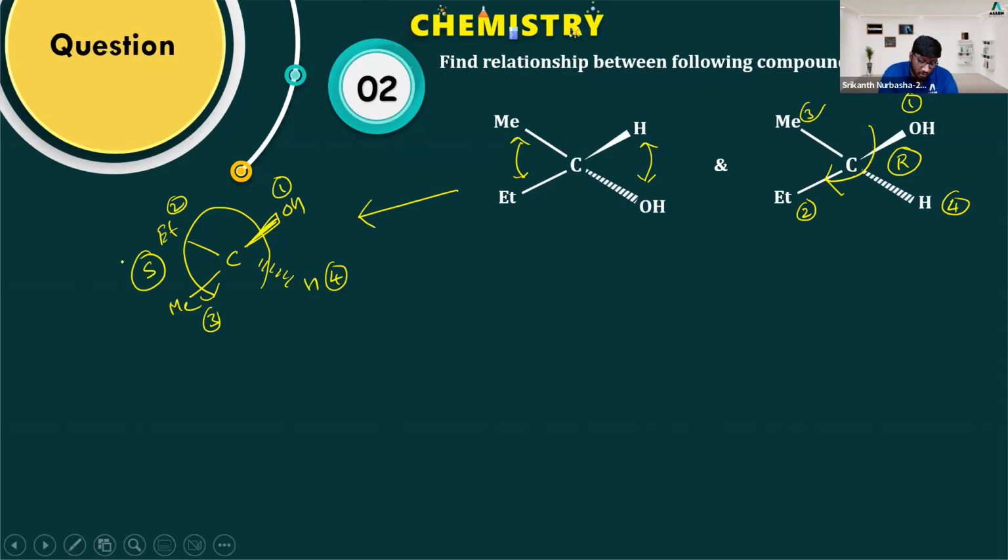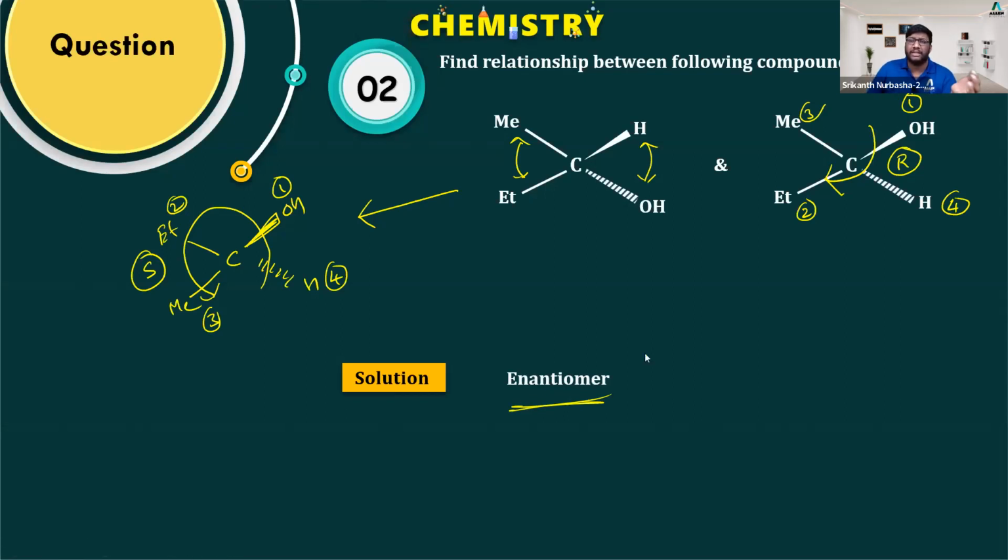So R and S. So what are they? Enantiomers. One compound has R configuration, other has S. So obviously the configuration has been exactly reversed. So one chiral carbon configuration exactly reversed means enantiomer. If we have more than one chiral carbon, configuration at all the chiral carbons has to be exactly reversed. So these are said to be enantiomers.